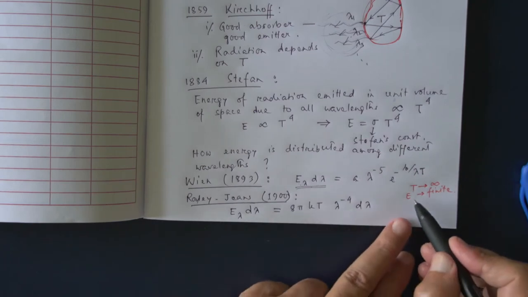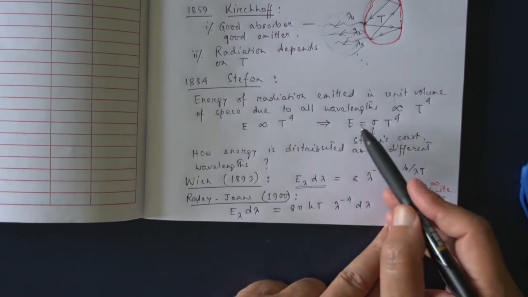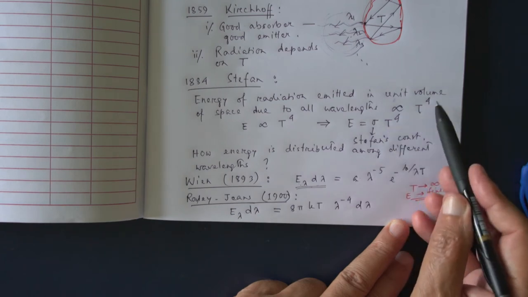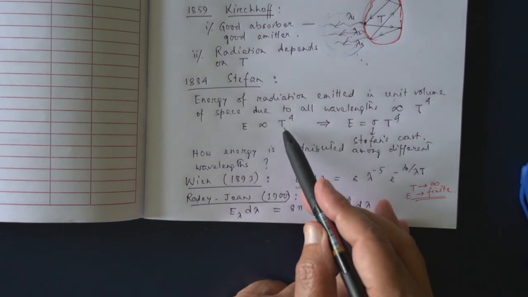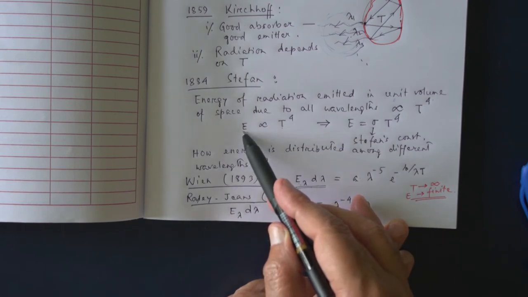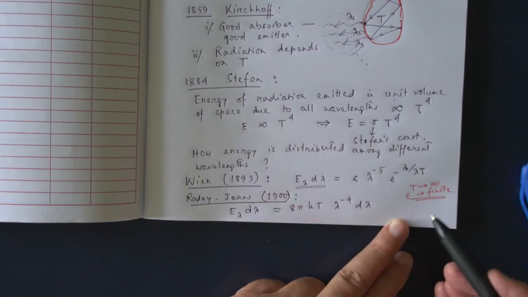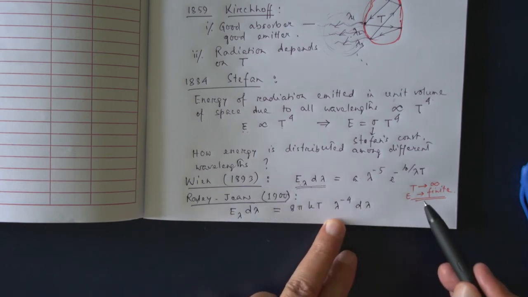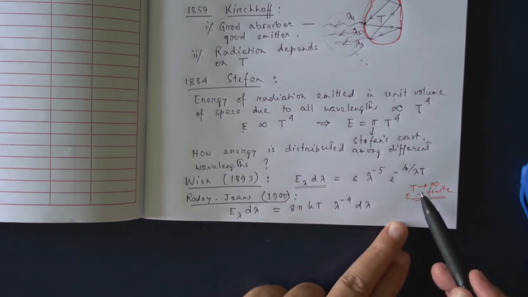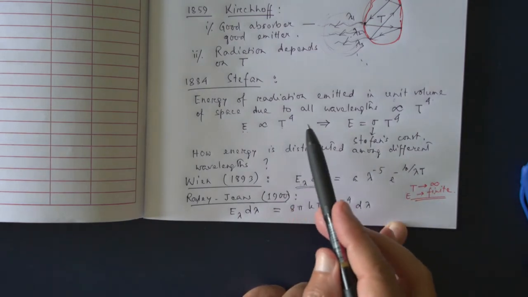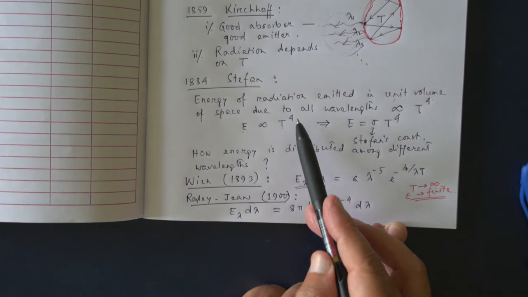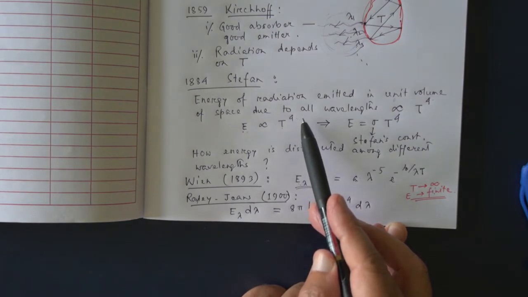Now this is against Stefan's law. Because you see, E is proportional to T to the power 4. If temperature approaches infinity, energy also should approach infinity. So, Wien's formula is not correct, because as temperature tends to infinity, energy becomes finite, which is against Stefan's fourth power law. And this law was deduced by doing experiment.